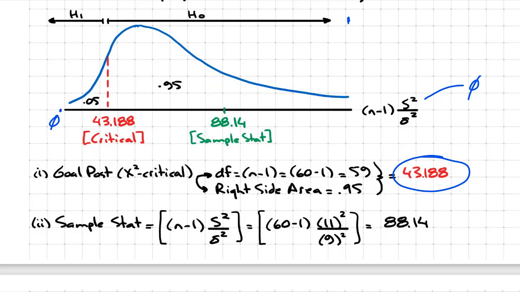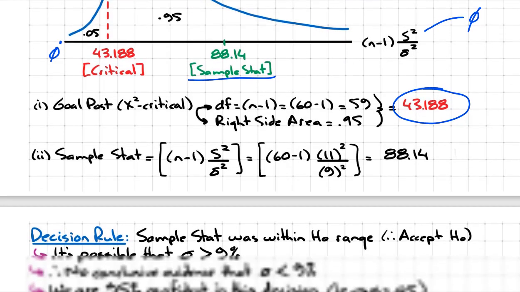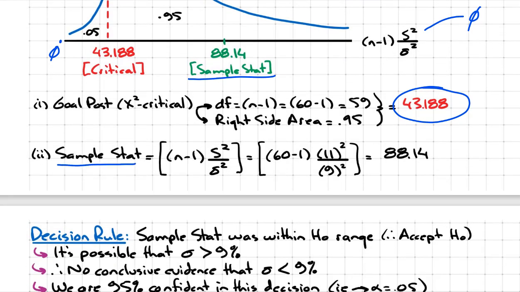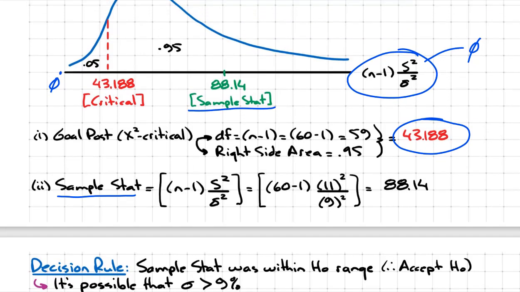So the only question now is, did the ball come within the null range, or did it go outside the null range? And that's where we have to find the sample statistic. So let's go have a look and compute it. So here's the sample stat framework. It's the same thing as there. So that's the actual distribution. So we just plug in the values.